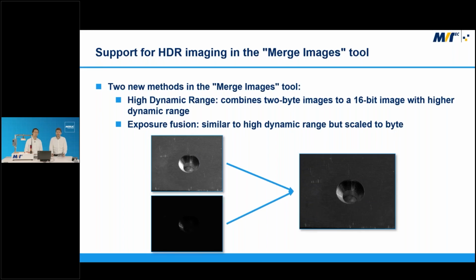So there are two methods of merging images. High dynamic range: this combines two 8-bit images into a 16-bit image with higher dynamic range. And exposure fusion: this is a similar method to HDR, but without tone mapping. So Finn, please show us some use cases.